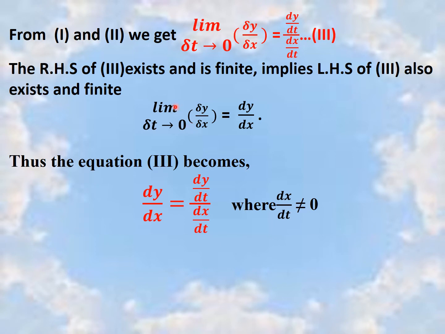Therefore, we can say limit delta t tends to 0 delta y by delta x is equal to dy by dx. So dy by dx is equal to dy by dt divided by dx by dt, where dx by dt not equal to 0. That is the proof of the theorem.